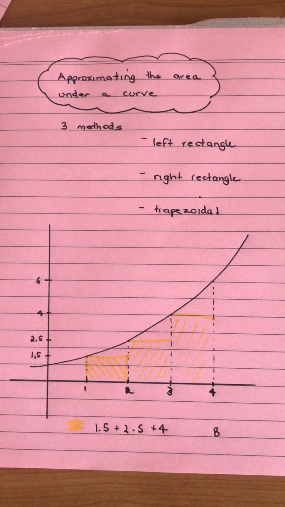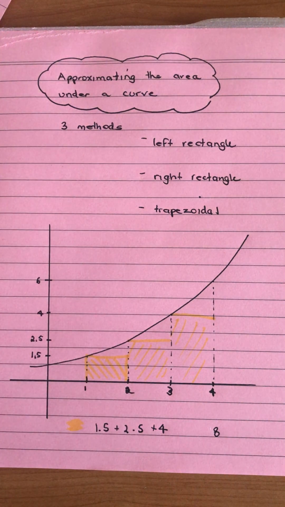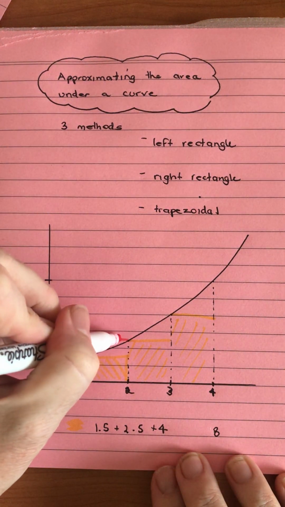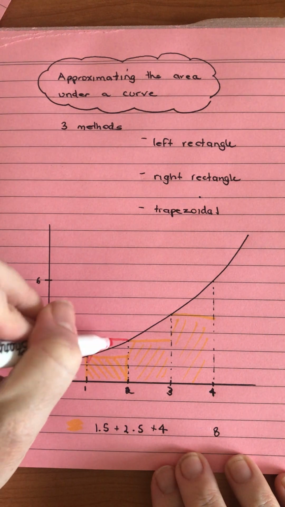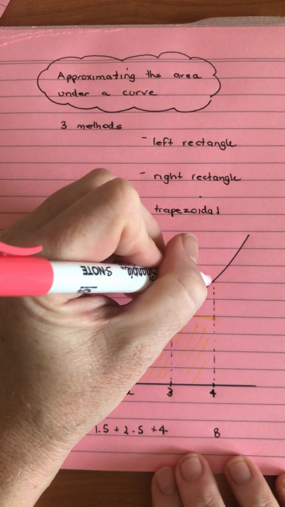Then if I look at the right rectangle, that means we're now not going left, we're going to take the right side, or the right endpoint, which means obviously we're going to get a different answer. So that means I'm bringing my rectangle instead over this way to make my rectangles.